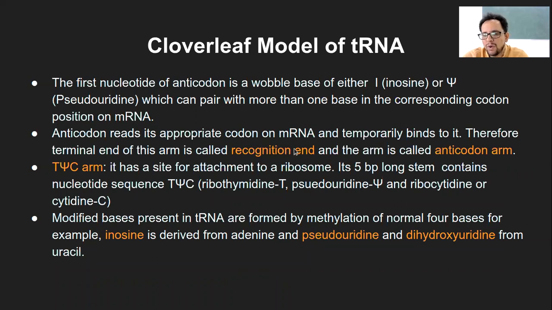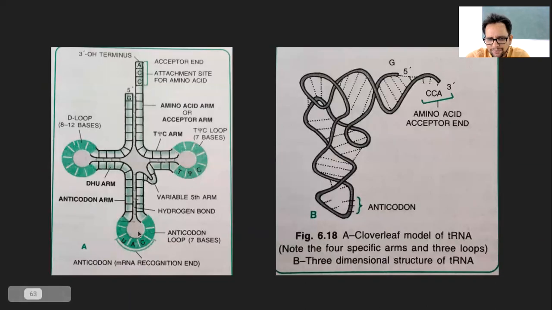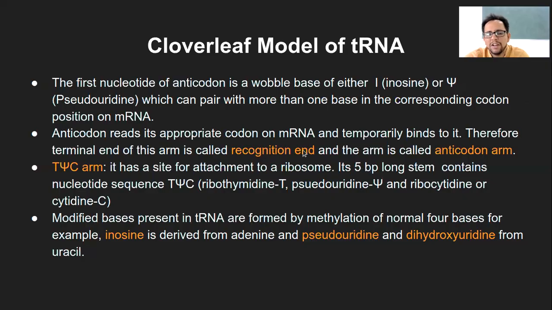That means the anticodon arm is also called the recognition end. So it has quite a few names. This is the anticodon arm, or it is also called the terminal arm, or what was the other name? Recognition end. So yes.